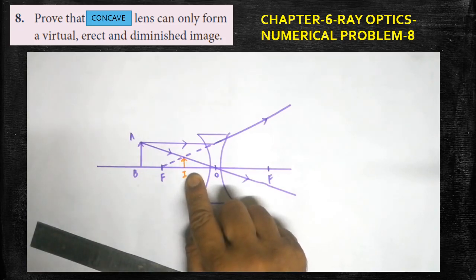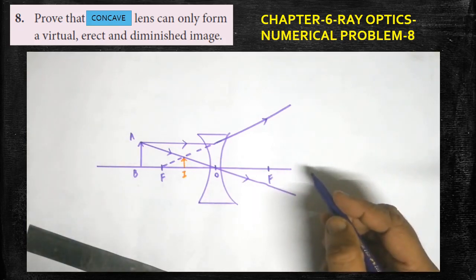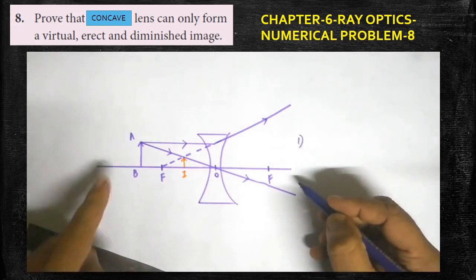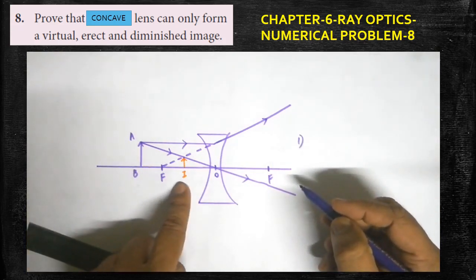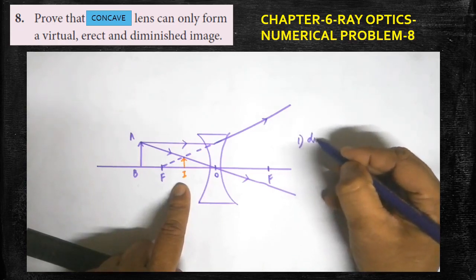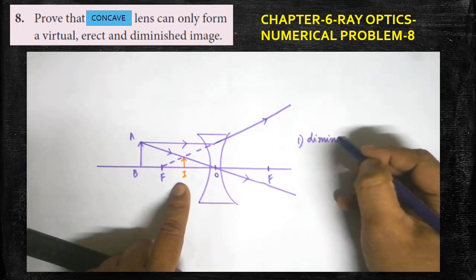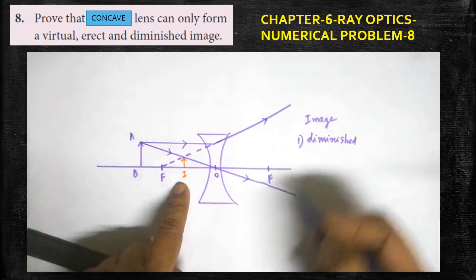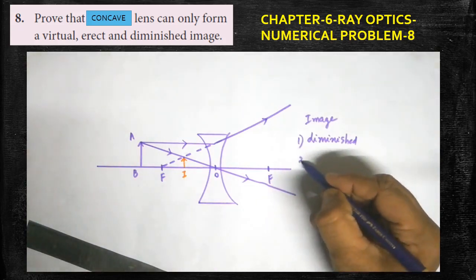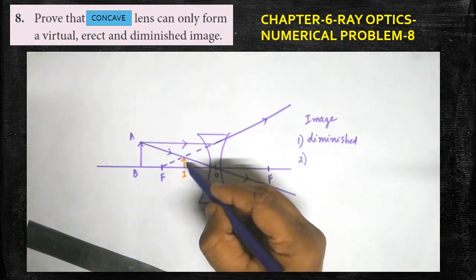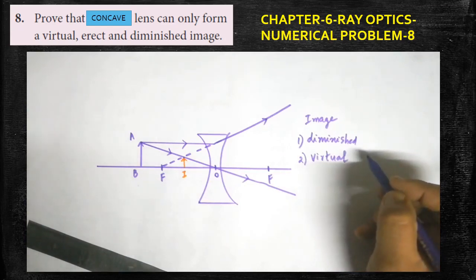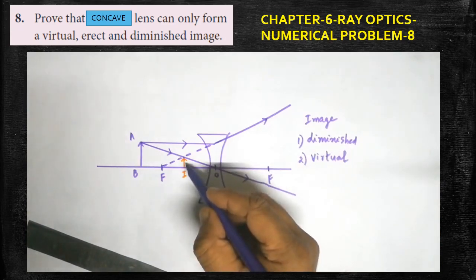Now from the ray diagram we are able to describe the nature of the image. How is the image, tell me. The first thing is, when compared to the object, the image is small. Therefore we can say that the image is diminished. Are you clear? The nature of the image is diminished. The next one is, we are not able to catch the image on the screen. That's why the nature of the image is said to be virtual. A virtual image is created, that's why it is represented by a dotted line.